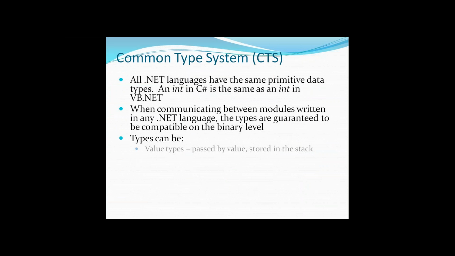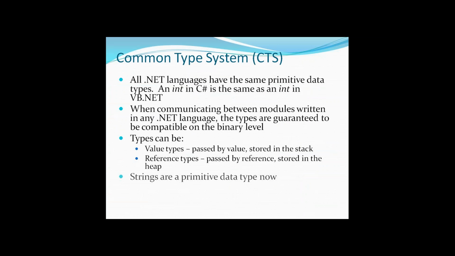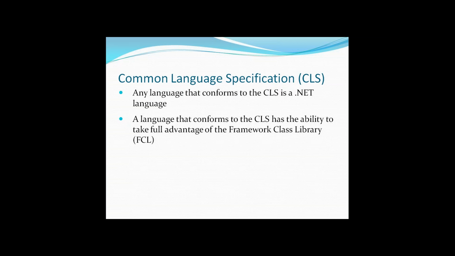The next part is common type system. Common type system, I already told you, is nothing but manages all the data types. Fine. Now there are two types of data types. One is a value type and the second one is a reference type. Value type is nothing but data stored inside stack memory, and reference type is nothing but stored in the heap memory.